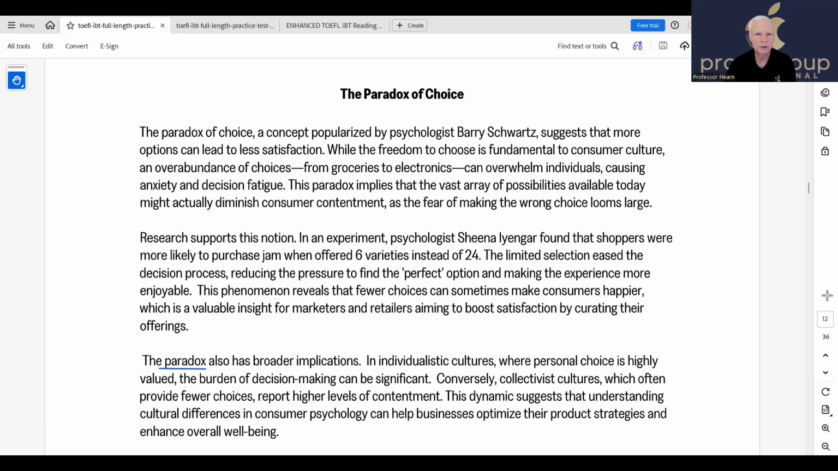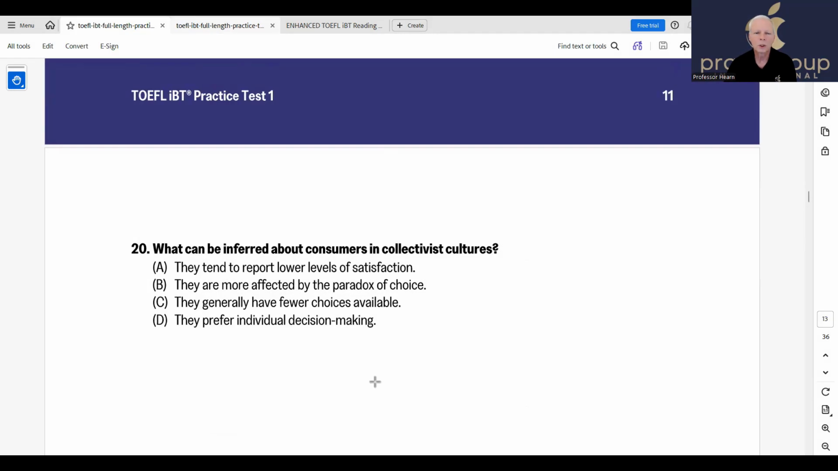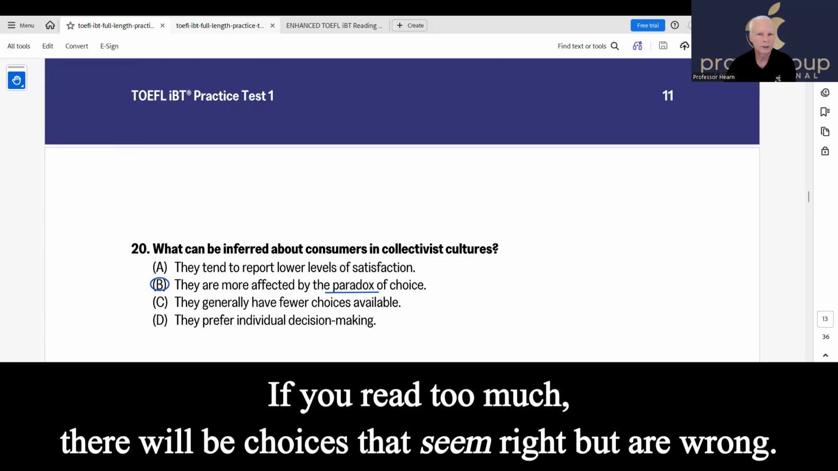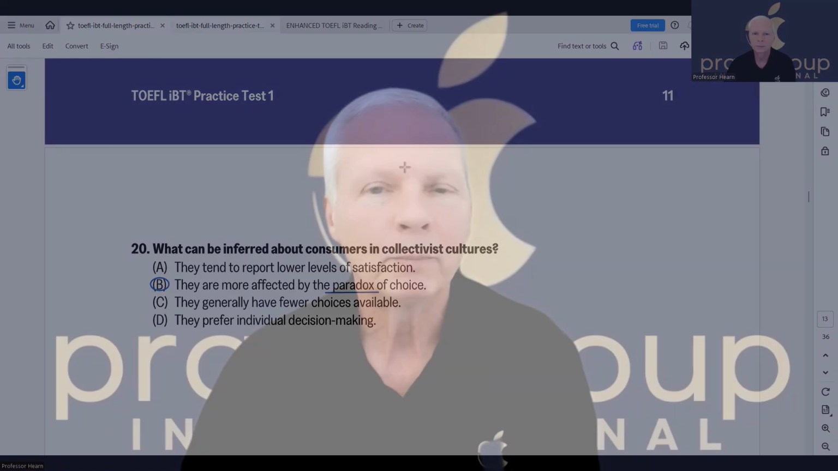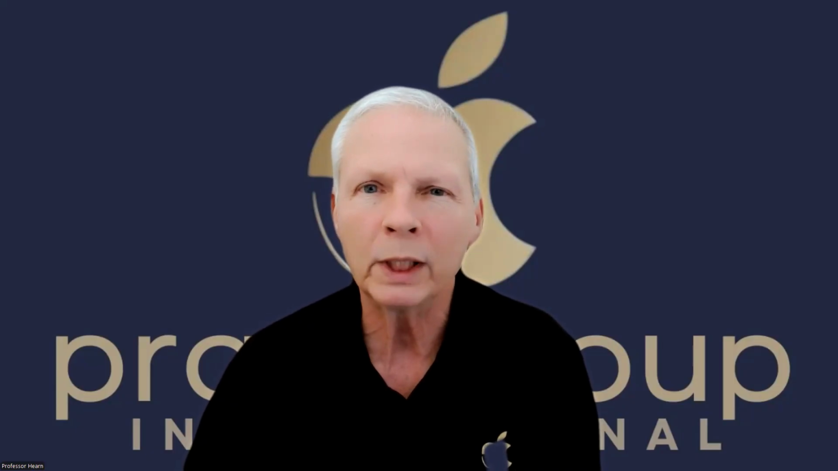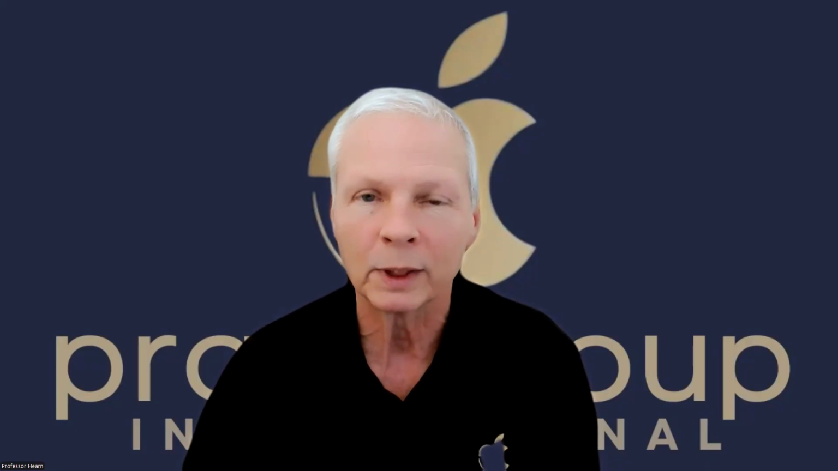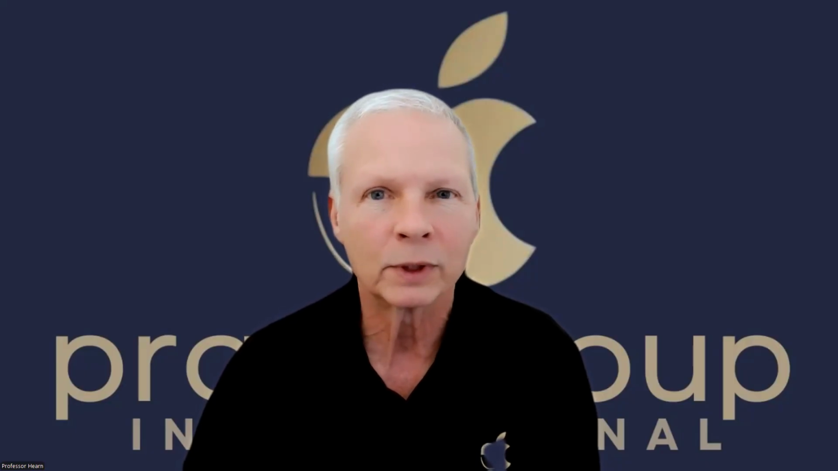And then when we look at our choices, what do we see? The word paradox. And we read that choice and it states, they are more affected by the paradox of choice. And we say, yeah, that sounds right. And it is reasonable. But that's not what the main idea of our sentence is about. Be careful when you're reading. Use the procedures that I teach you and stick to only reading those sentences that are directly related to the question. That's it for this video.